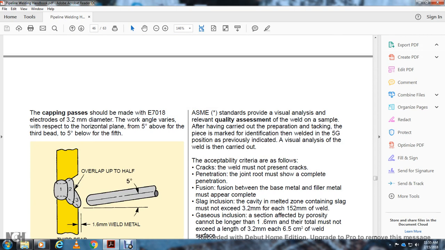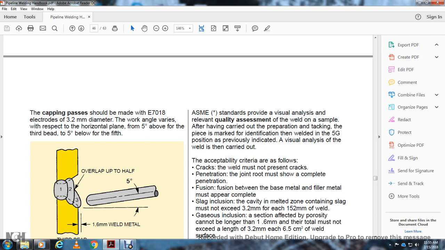The American Society of Mechanical Engineers standards provide for visual analysis of the relevant quality assessment of the weld. The sample, after having carried out the preparation of attacking the piece with the mark and identification of the welding of the 5G position previously indicated, undergoes visual analysis of the welding. Supplemental criteria: cracks of the weld not present.